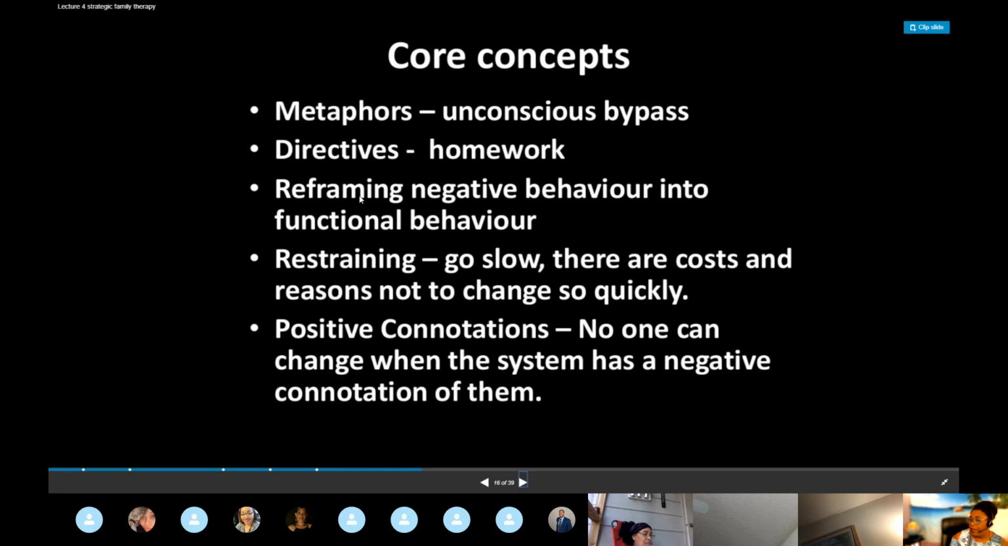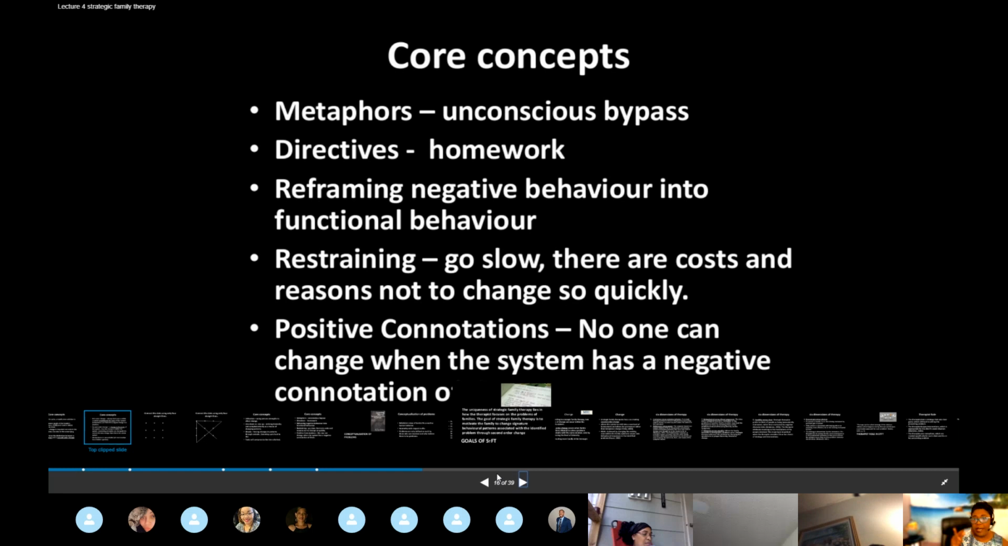Okay, metaphors, directives, reframing, restraining, positive connotation. Those are all some of the terms that you might see when it comes to my strategic family. So on the test, you're just going to learn to look for those terms. Paradoxical directives is the one you'll see most often. And again, it's about this current situation.